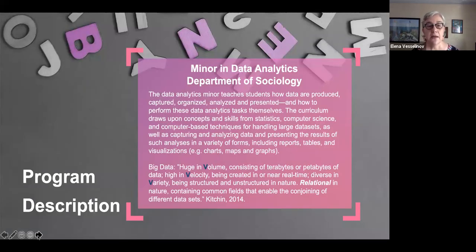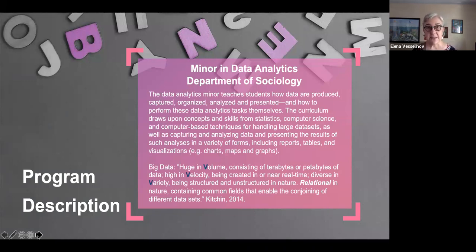So just briefly, the program description states that the data analytics minor teaches the students how data are produced, captured, organized, analyzed, and presented, and how to perform these data analysis tasks themselves. And so we have a lot of expertise in statistics in my department, and we will definitely focus on that. But I also want to add that in addition to all of these awesome skills that we can teach you, we also take a critical perspective towards data production, data assemblages, and how data is used currently.